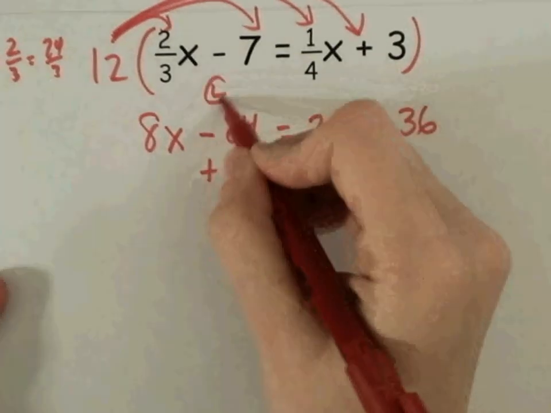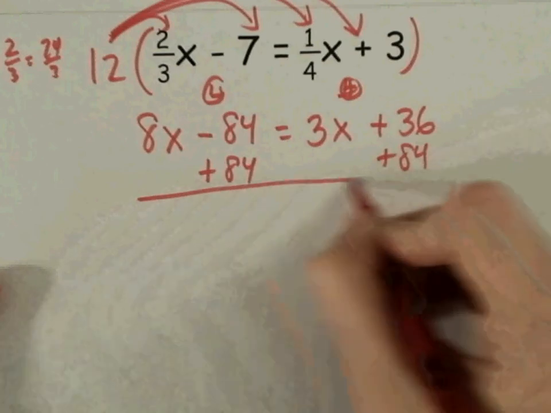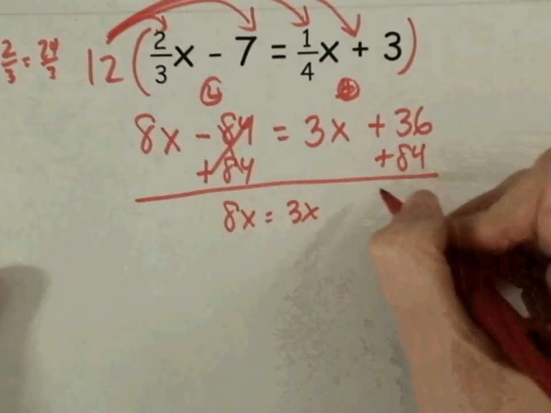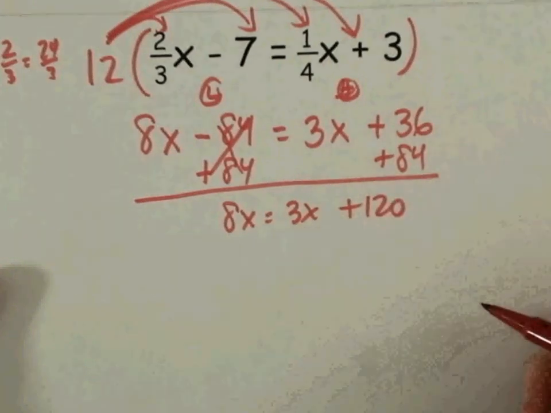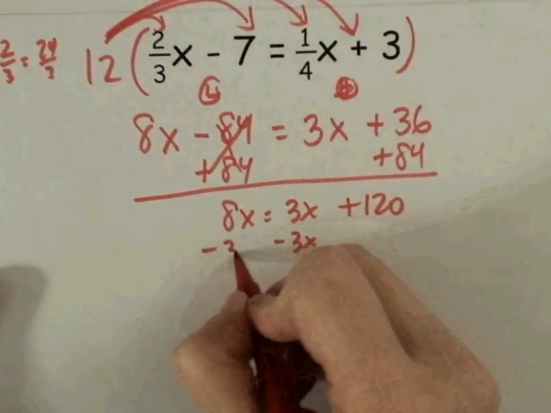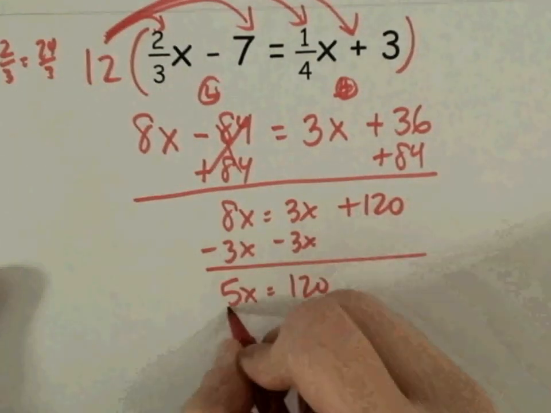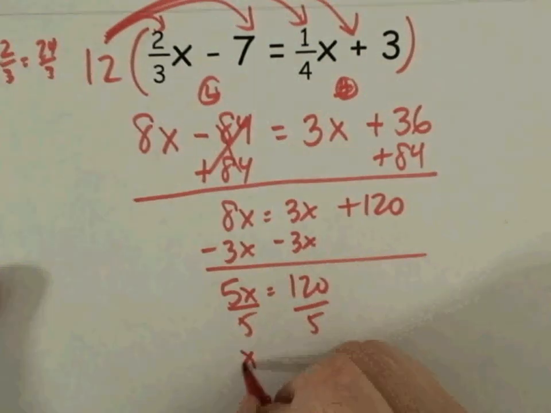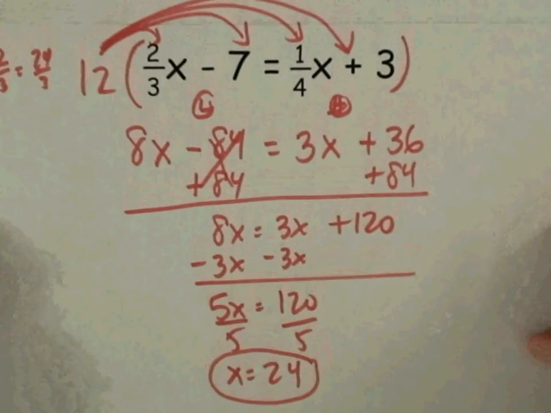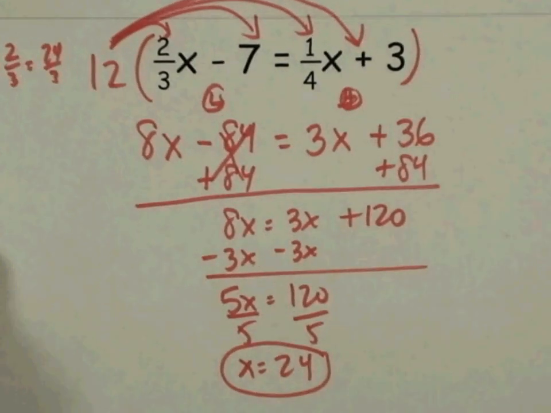So I'm going to add 84 to both sides because, again, I want letters over here, numbers over here. Okay, 8x equals 3x plus 120. Now I'm going to subtract 3x from both sides because I only want numbers over here. I get 5x equals 120. I'm going to divide both sides by 5. I get x equals 24. I happen to know that that's the correct answer, but if you're not sure, you can check it in your calculator or by substitution.